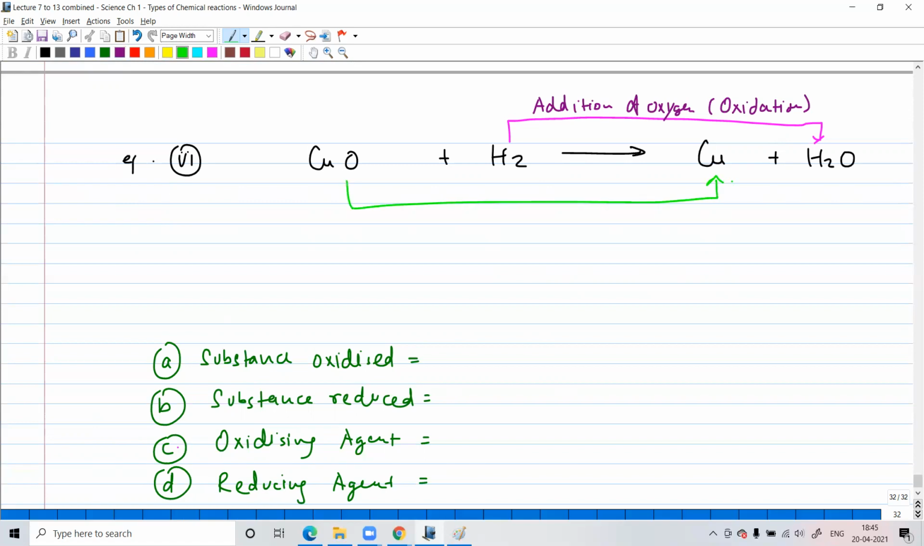this is reduction. Copper. Yes. So copper oxide is getting reduced to copper. So this is also the old definition only. So here also it is just removal of oxygen.